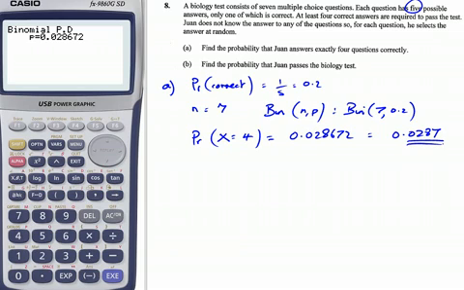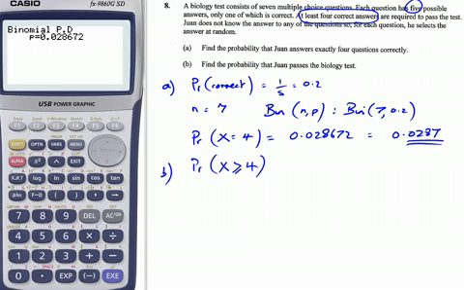Okay, so we have our first answer. Part B asks, what's the chance that he passes the test? The test must be passed, which will require him to get how many questions correct to pass the test. It says at least 4 correct answers are required to pass the test. So he must get 4 or more.